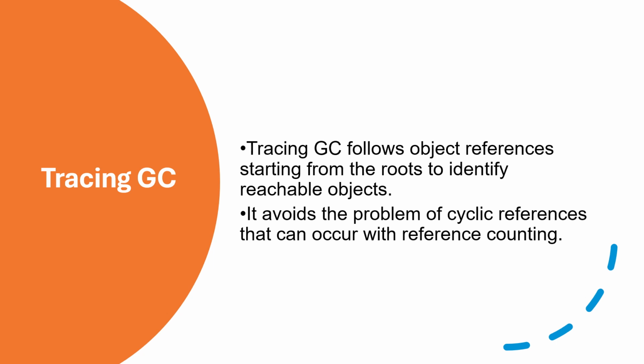So, what is the difference between tracing GC and mark and sweep? Mark and sweep is just one type of tracing GC. Tracing GC includes several methods that check which objects are still reachable by tracing references between them. Okay, is it clear?